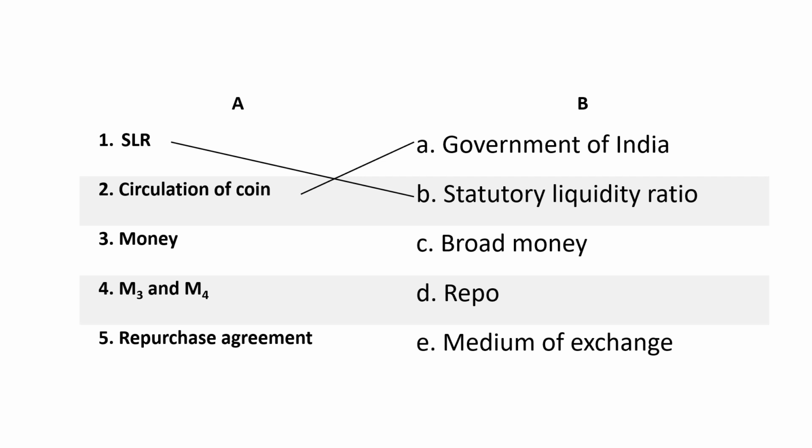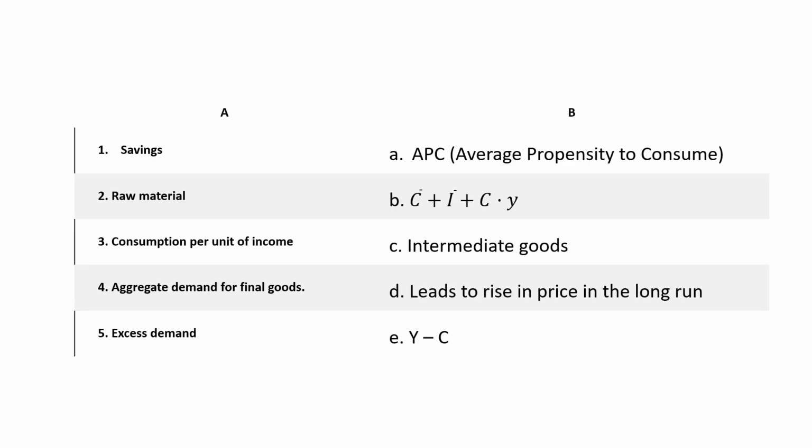Money, the main function of money is medium of exchange. M3, M4 is a good example for broad money. Repurchase agreement we call repo. Savings, that part of income which is not spent. It means Y minus C. Raw material, intermediate goods. Consumption per unit of income, average propensity to consume. Aggregate demand for final goods is denoted by C bar plus I bar plus CY.